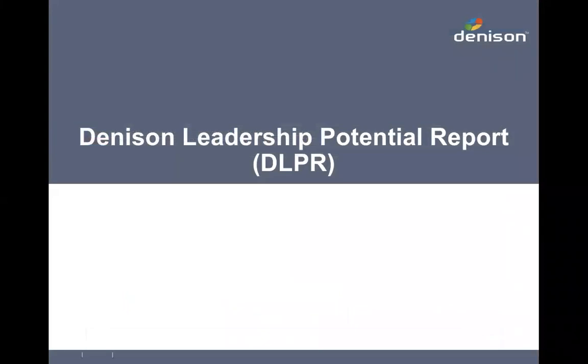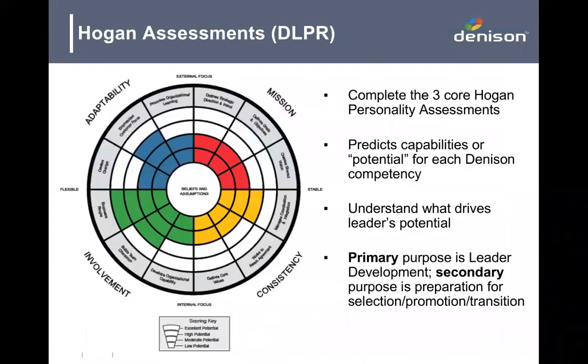I also want to give a quick overview of the Leadership Potential report that is based on the Hogan assessment process. And this produces a report that is available for anyone who's used the Hogan assessments. If Hogan has your data, all you need to do is push the button and that'll produce a summary of that data in terms of the competencies in our model. And it's a great tool for understanding what drives a leader's potential.